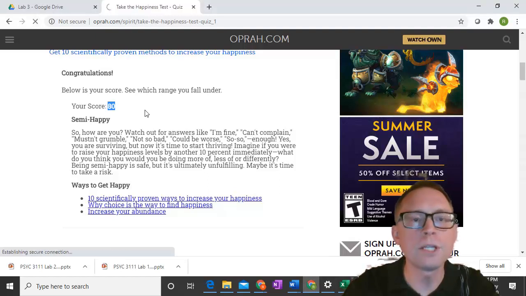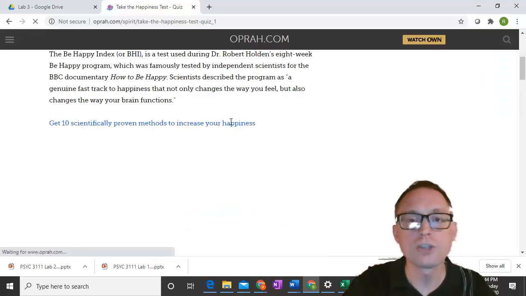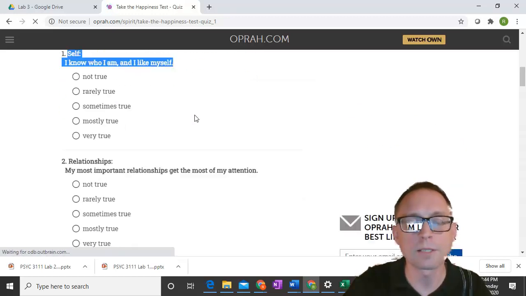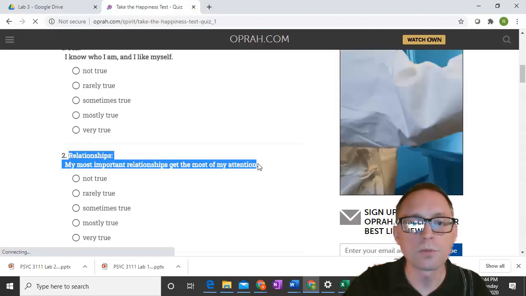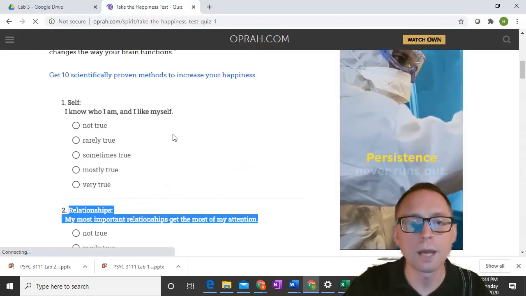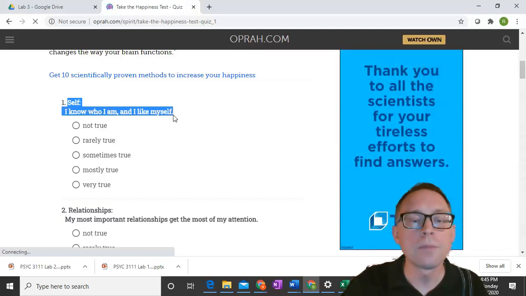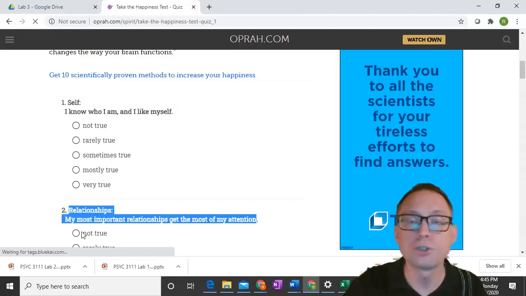So if I retake Oprah's test, I'll show you that she has, in this case, several items, right? So this is an item. Self, I know who I am and I like myself. And then the second one, relationships. My most important relationships get most of my attention, okay? Internal reliability means that your answer on item 1 here should correlate with your answer on item 2.